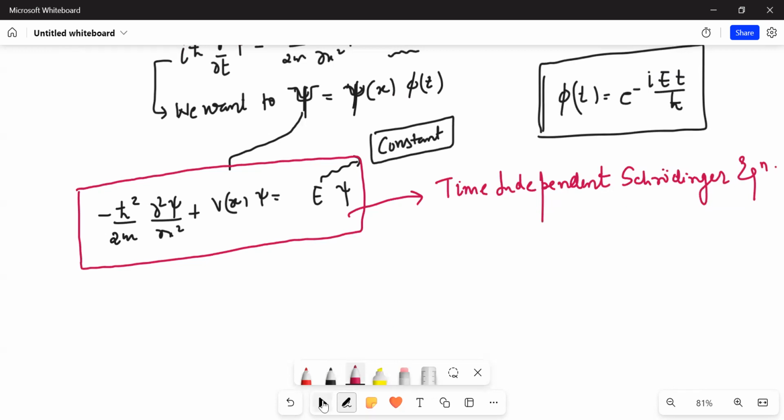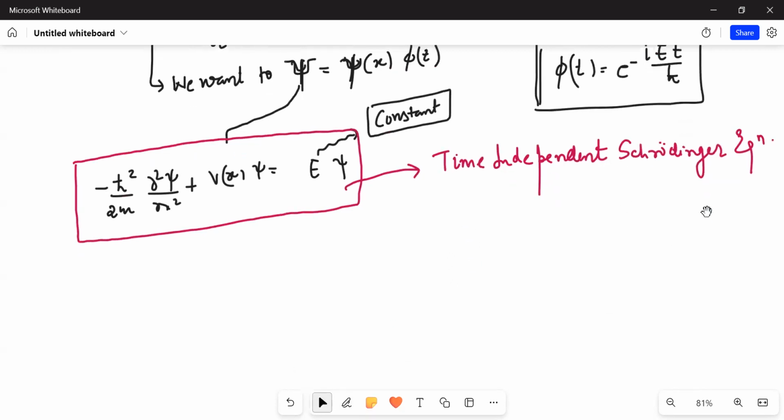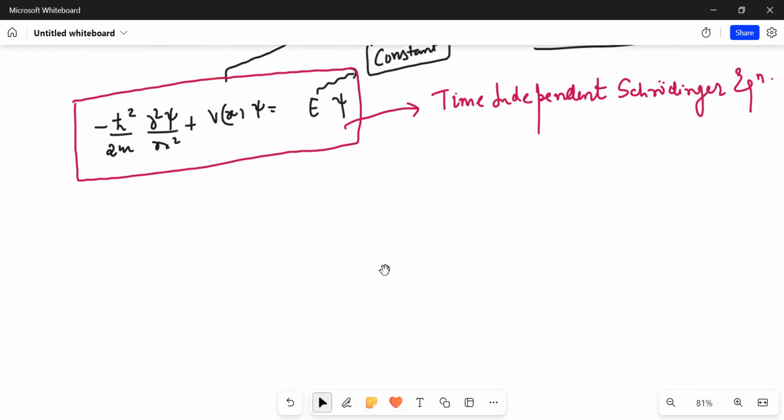This is an important zone where you will find that a lot of questions are asked, so let us try to revise this using some questions.